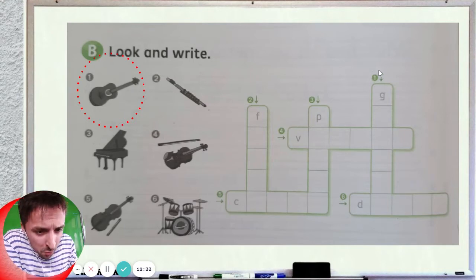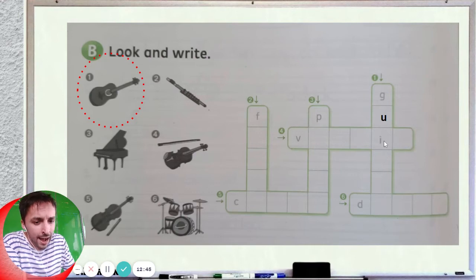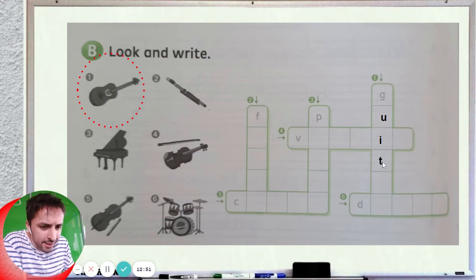So let's look at number one. Guitar. First letter G. That's right. What's the second letter? How do we spell guitar? G-U, that's right. What's the next one? I, that's right. G-U-I. Next letter? T, that's right. And the last letter, A.